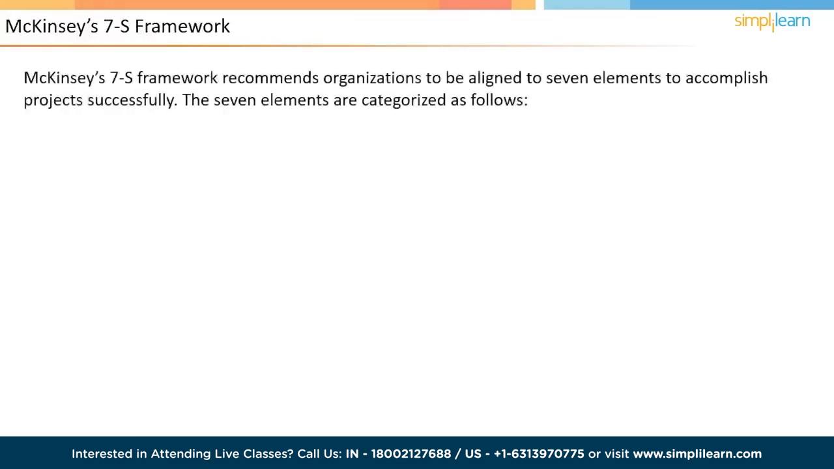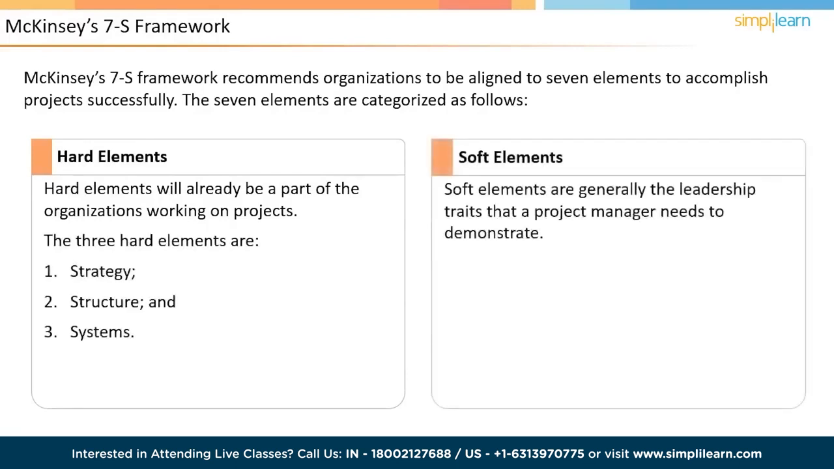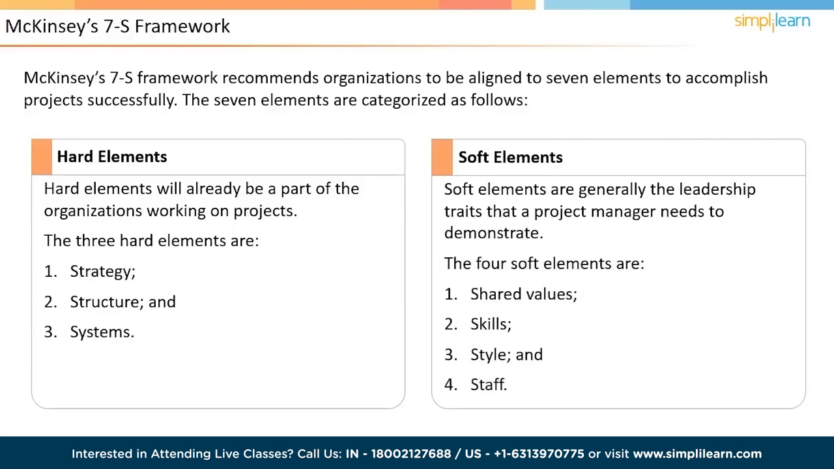A popular framework in management science is the McKinsey's 7S framework. There are 7 elements that are divided into 2 categories. An organization working on a project will have these elements already in place, and hence these become the hard elements. The first 3 elements of the 7S framework are the strategy, structure, and systems. The leader or project manager is expected to step in and exhibit soft elements to earn the mantle of leadership. The next 4 elements are shared values, skills, style, and staff.